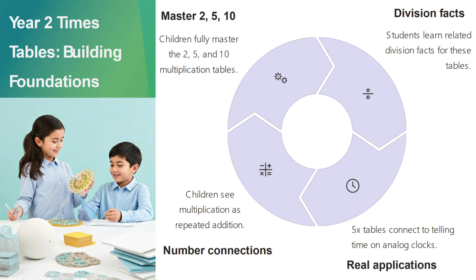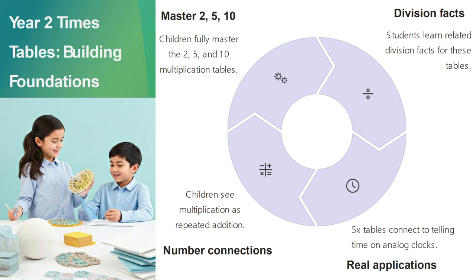These tables are introduced gradually and practiced regularly through songs, games, interactive activities, and visual aids such as number lines and arrays. Children learn to recite the tables and apply them to different contexts. And they also explore patterns. For example, the 10 times tables always ends in a 0, and the 5 alternates between 0 and 5.